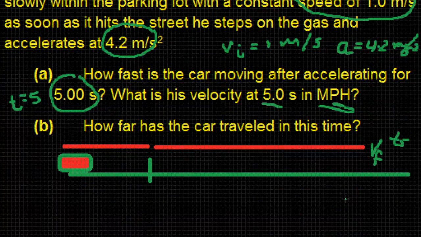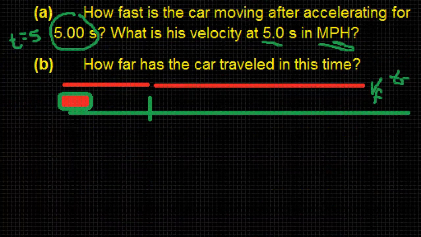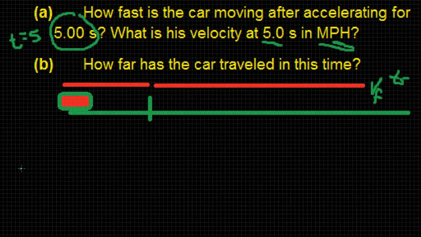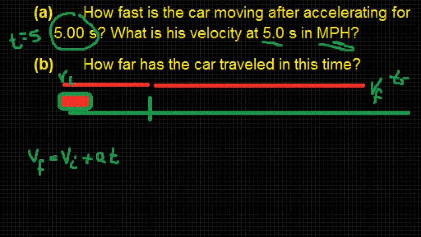Now the first equation that comes to mind is this equation here. The final equals the initial plus acceleration times time. Let's write it down here. This is an equation that you have to commit to memory. The final equals the initial plus acceleration times time. The initial, you might think it starts here, but since it's a constant speed, it remains at 1 meter per second all the way up to here.